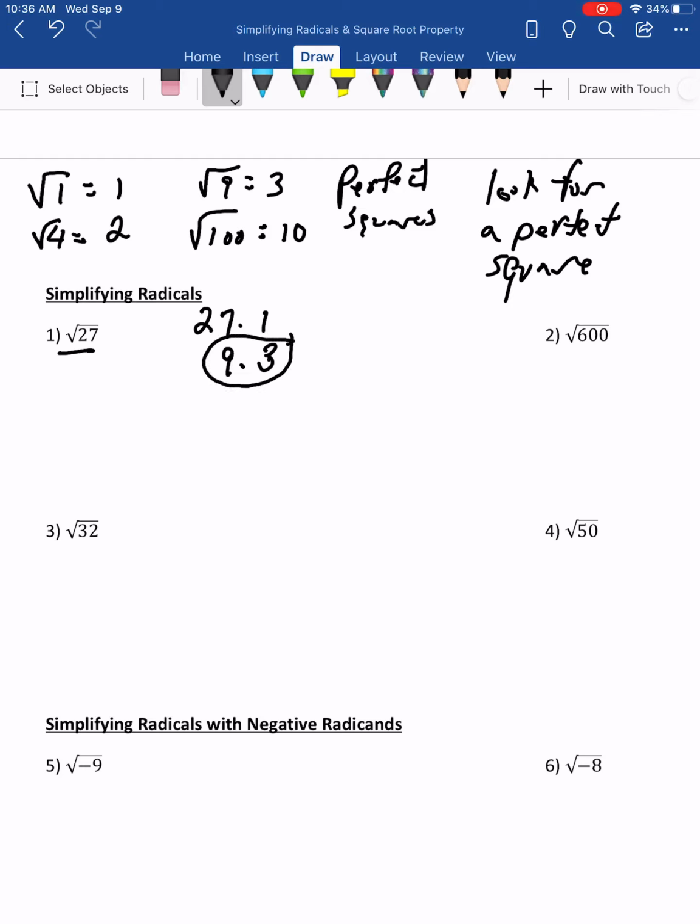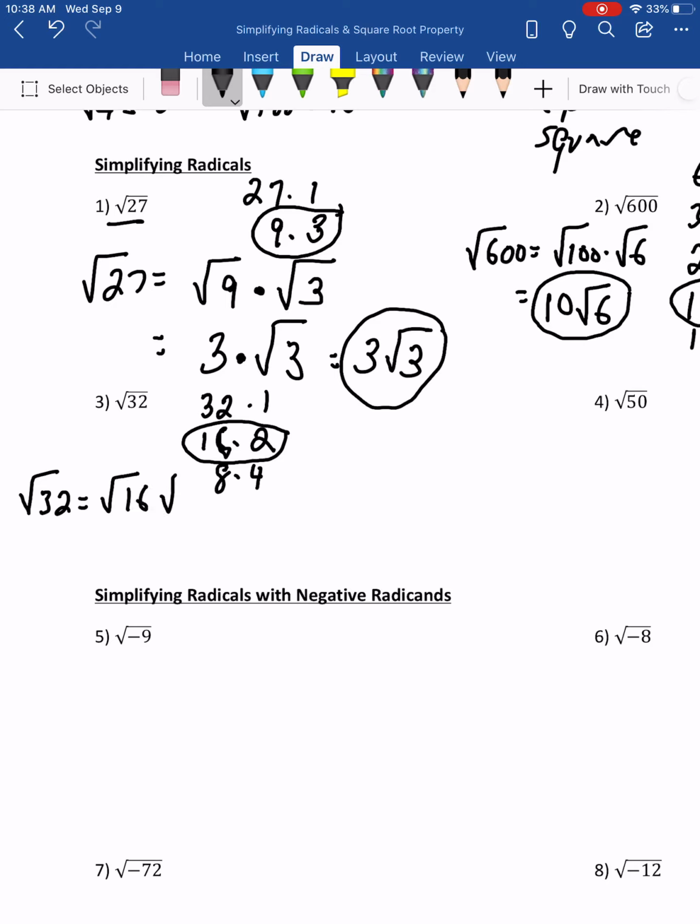We have two perfect squares here, 16 and 4, on this list. We want to always use the largest one. So I'm going to go with this pair of 16 and 2. So I'm going to say square root of 32 is equal to square root of 16 times the square root of 2. And we know square root of 16 is 4. We'll keep the square root of 2.